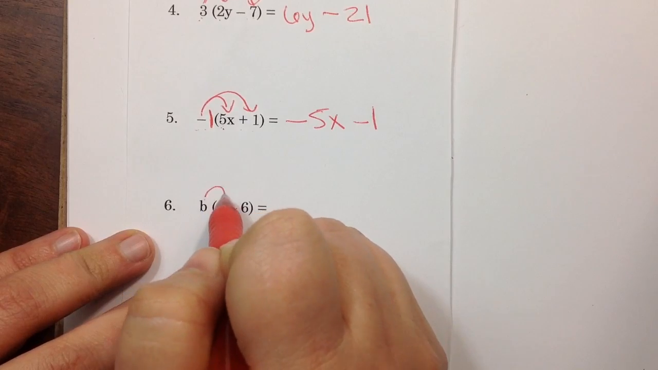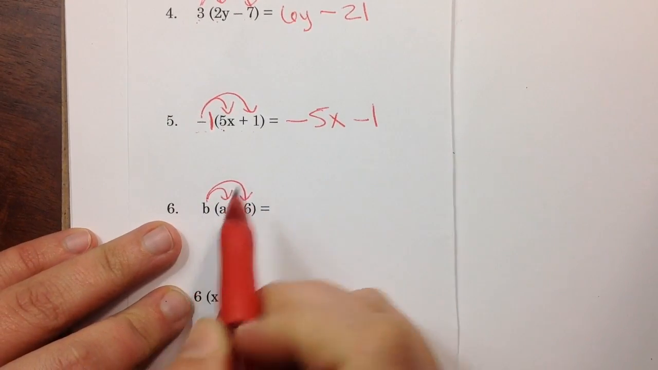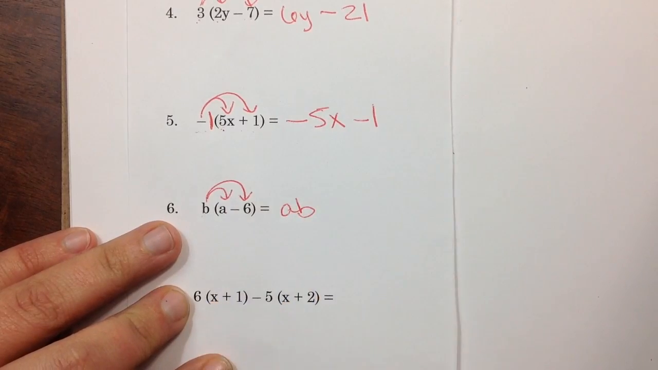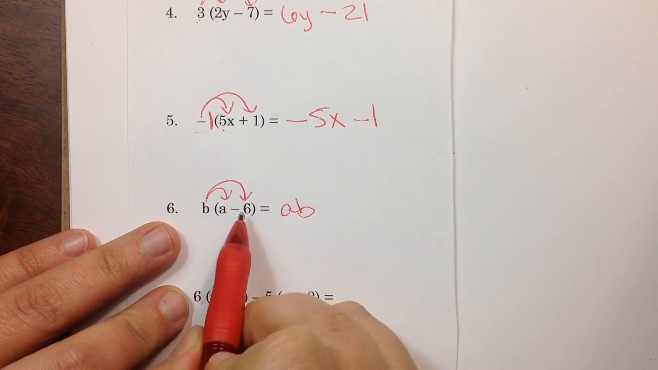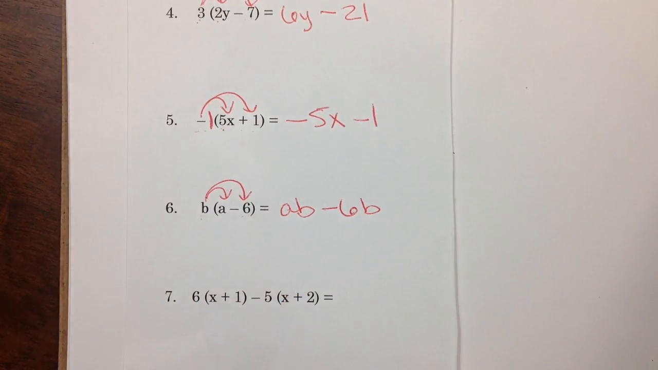We have a b, so we're going to multiply the b times everything inside. B times A would be AB because it needs to be in alphabetical order. And B times negative 6 would just give us negative 6B. All right, let's look at the last one.